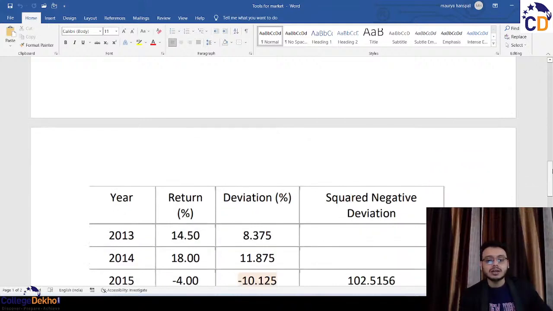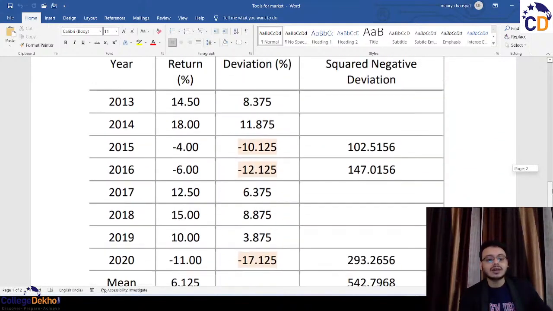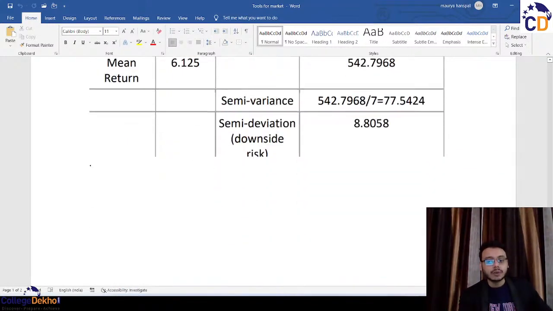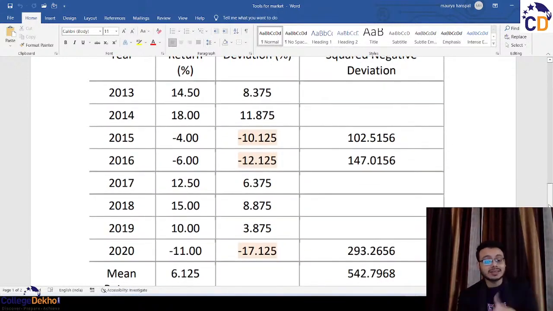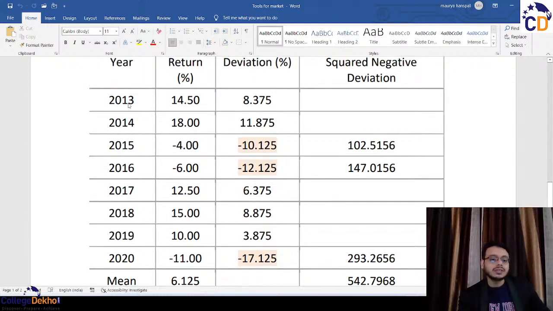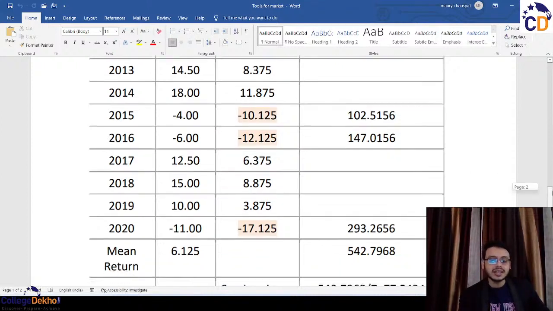So what have we done in the further calculations? I have taken out the mean of these returns. From 14.50 we have added 18, then minus 4, minus 6 plus 12.5. Where there is add, we have added, where there is subtract, we have subtracted. And the number of observations we have: 1, 2, 3, 4, 5, 6, 7, 8. So we'll just verify it once again. 1, 2, 3, 4, 5, 6, 7, 8. So the observations we have are 8.